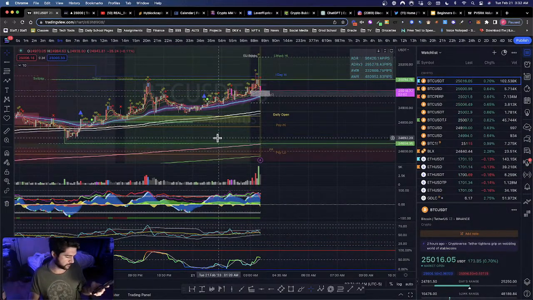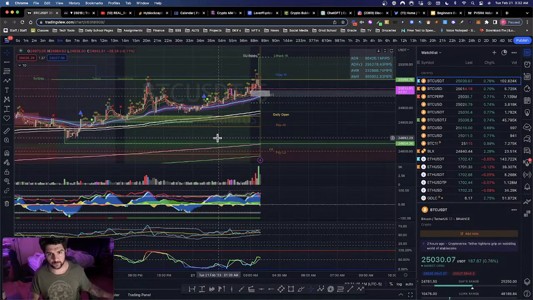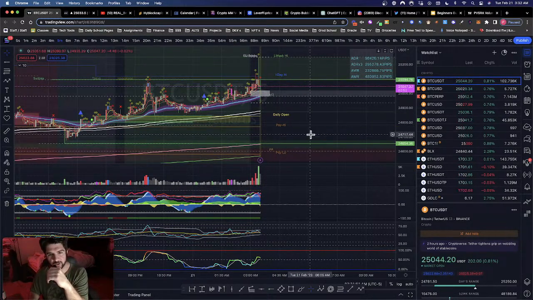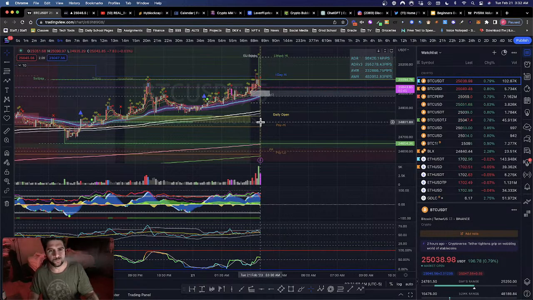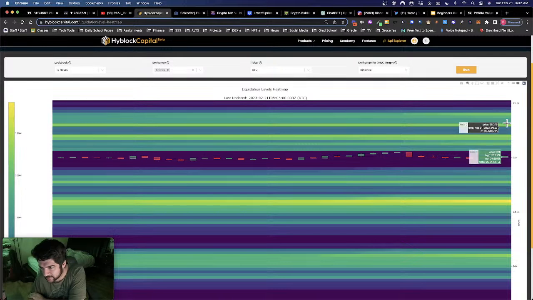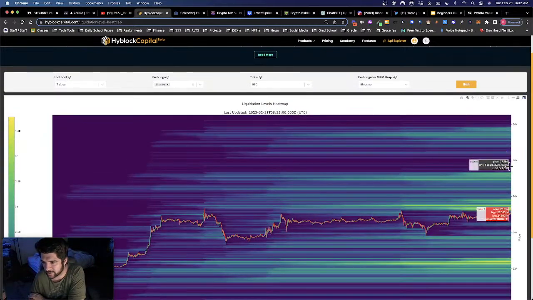We got tweets going on. I know the short squeeze is on. Everyone's talking about the short squeeze. Look at that stopping volume, though. Do they really have that many shorts up here, though? Why is everyone talking about this short squeeze? It seems like there's more longs than there are shorts.